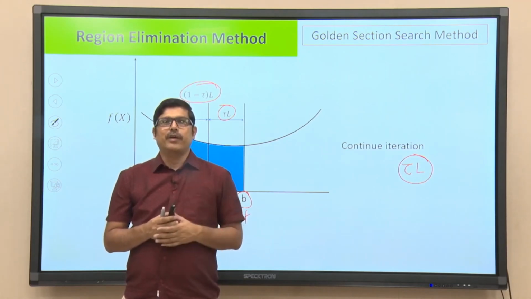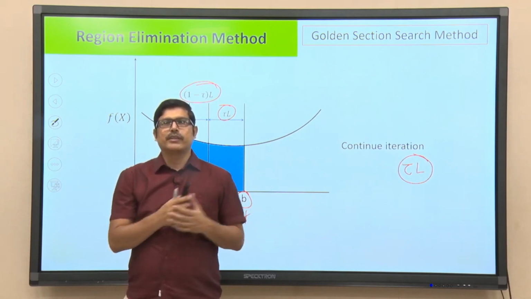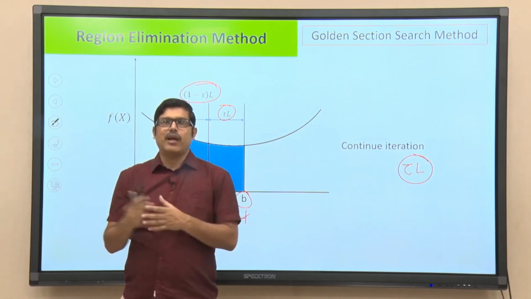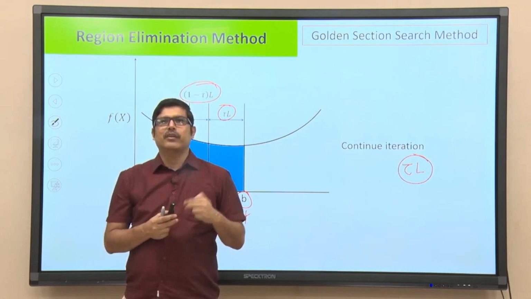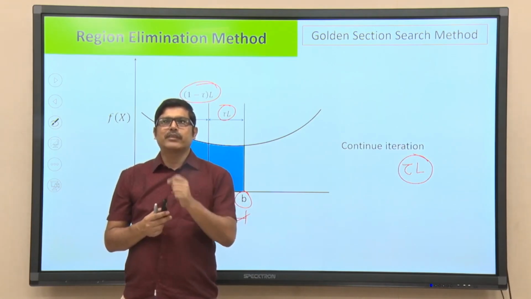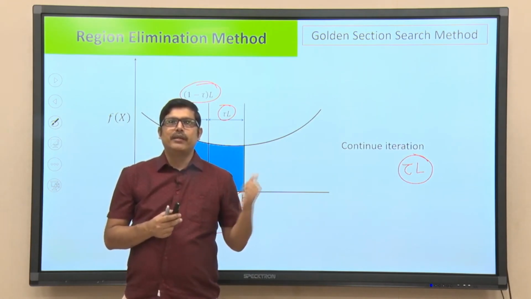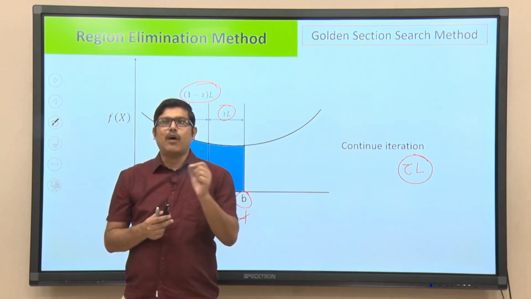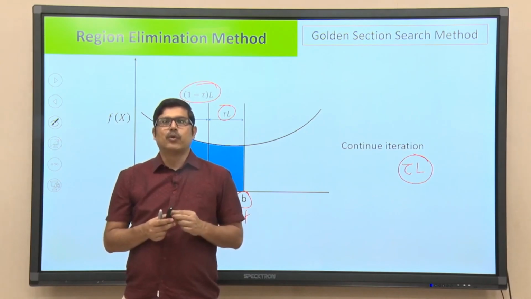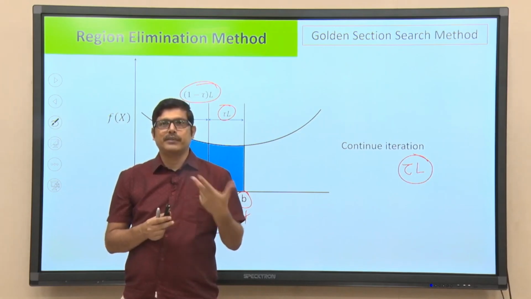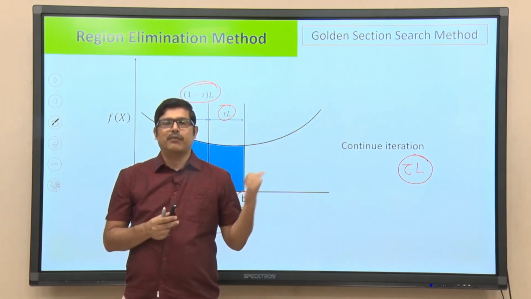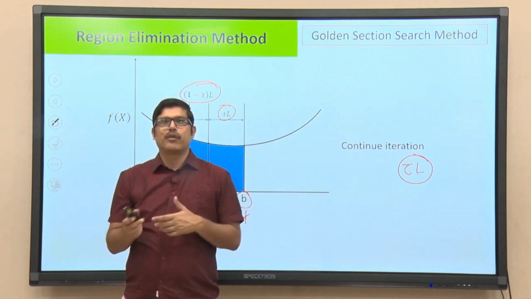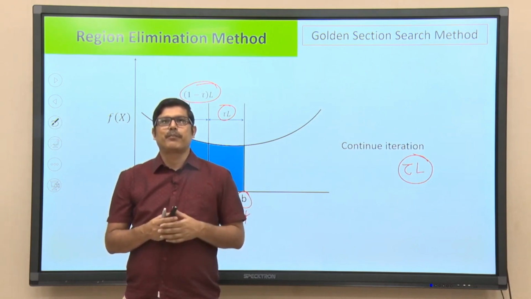So, if I compare the 2 algorithms, the golden section search method and the interval halving method: in case of interval halving method, the area eliminated per function evaluation is 25%. In this case, in every iteration after the first iteration you are eliminating tau percentage of the area. Now I have to calculate the value of tau. If the tau value is more than 25%, then this golden section search method will be more efficient than the interval halving method. So, let us see what is the value of tau.